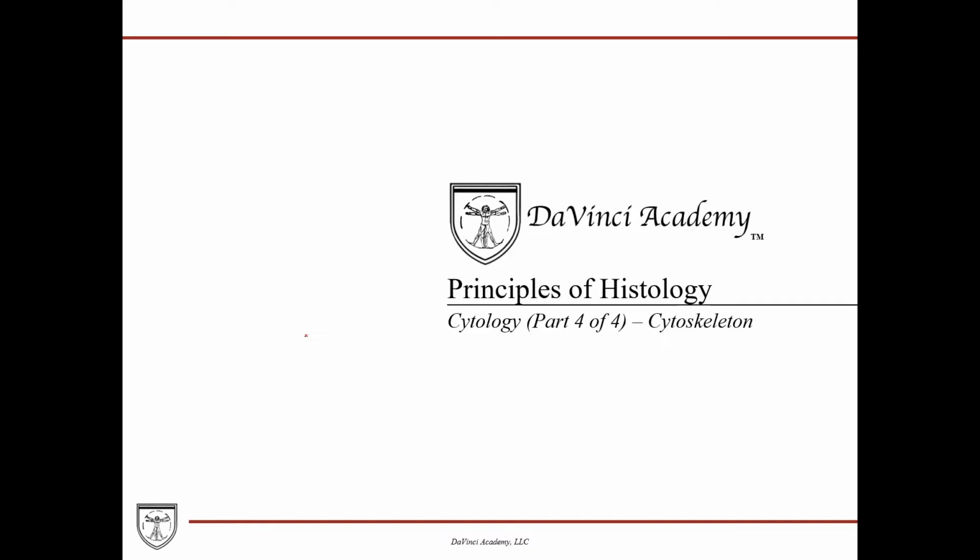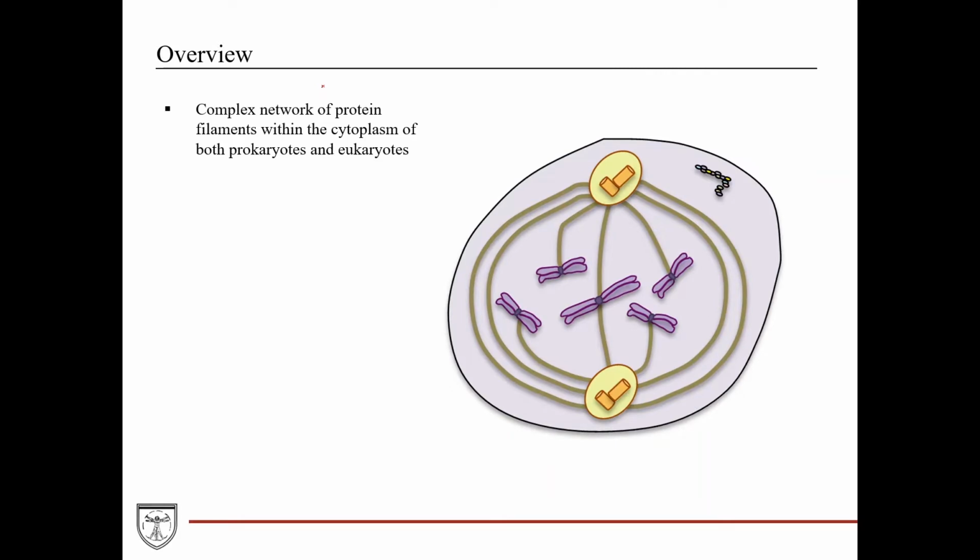All right, so this is the last lecture for cytology, and in this lecture we're going to cover the cytoskeleton, the different components and its function. So just an overview, the cytoskeleton is a complex network of protein filaments within the cytoplasm of both prokaryotes and eukaryotes. So it's in both types of cells, and you could almost think of it as the scaffolding of the cell. It's the structural support of the cell, just like in a building.